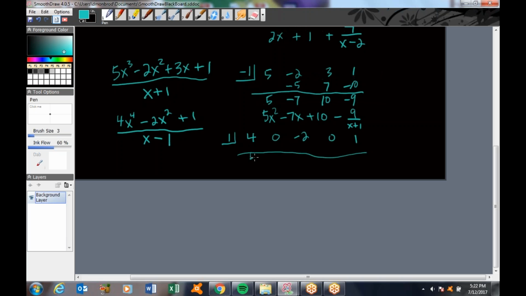Now it's the same routine. Drop the 4 down, multiply. We get a 4. We add, we get another 4. Multiply, we get a 4. We add, we get a 2. Multiply, get a 2. Sum is 2. Multiply, get a 2. That's a 3. So for my result here, since my power was 4, I drop down to 3. I'll have a 4x to the third plus a 4x squared plus a 2x plus a 2, and then a 3 over the x minus 1. Like so. And that is synthetic division.